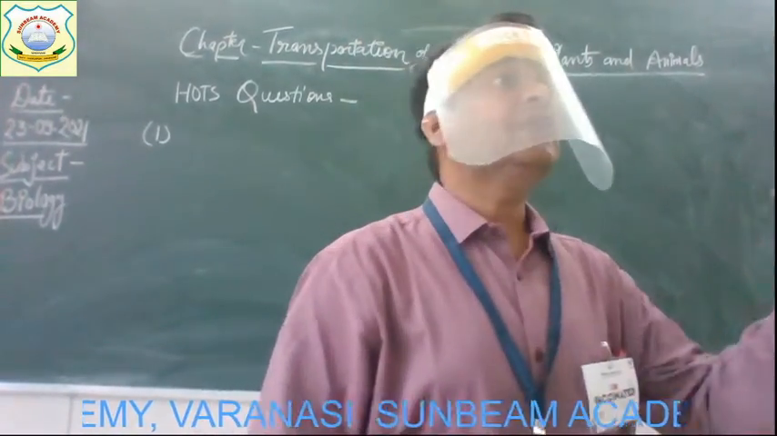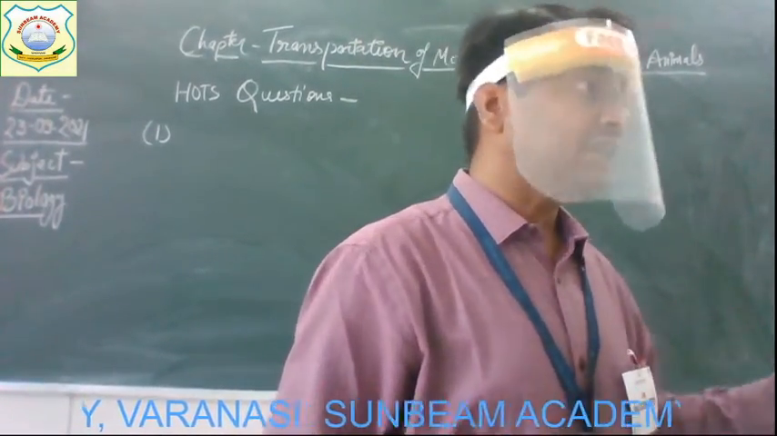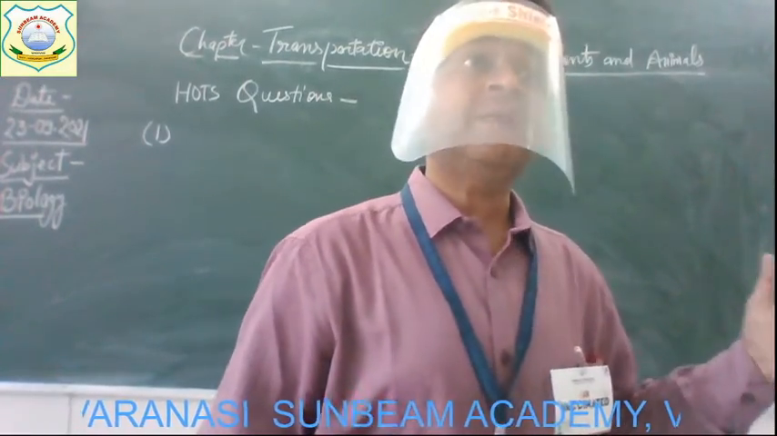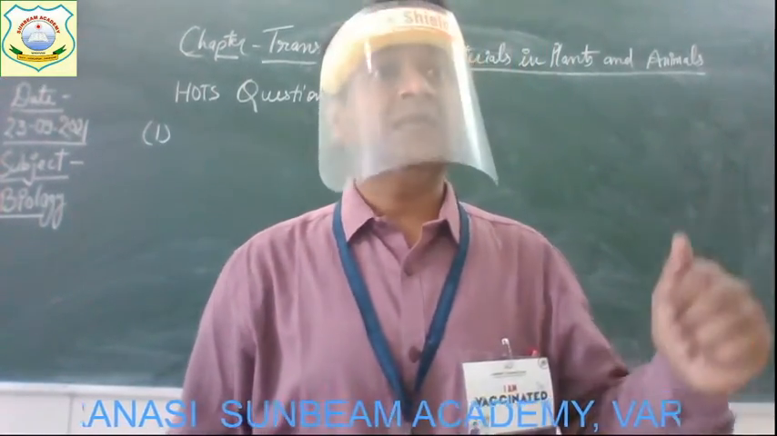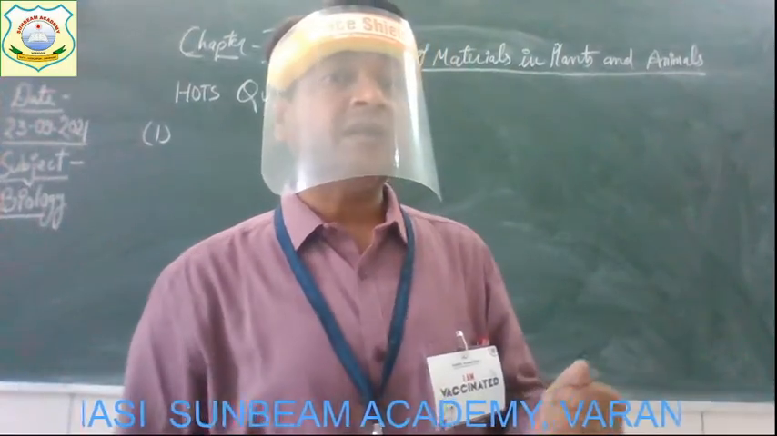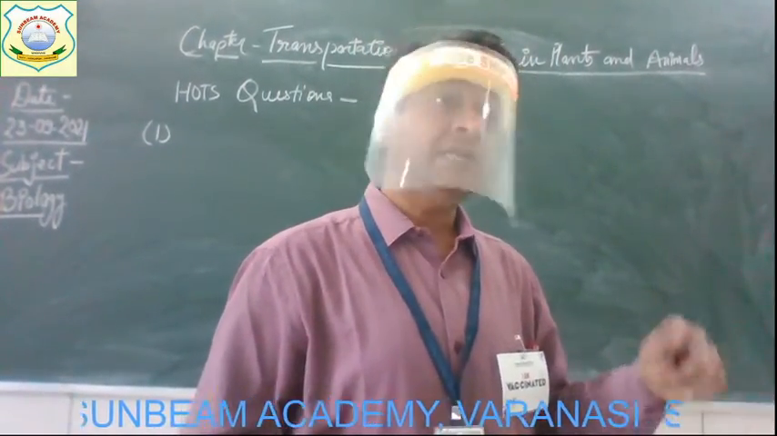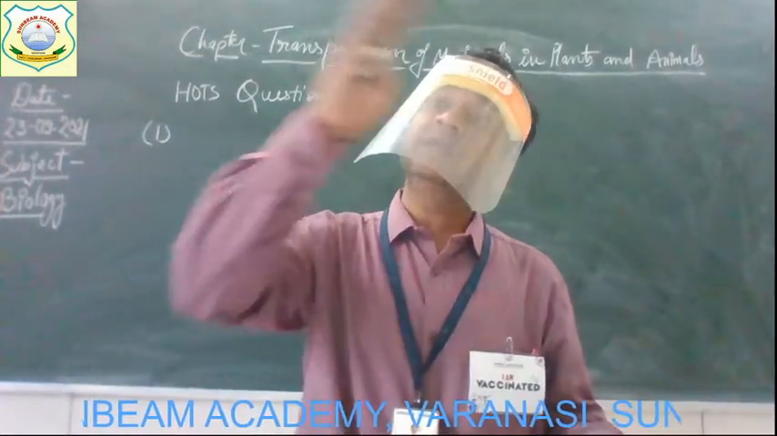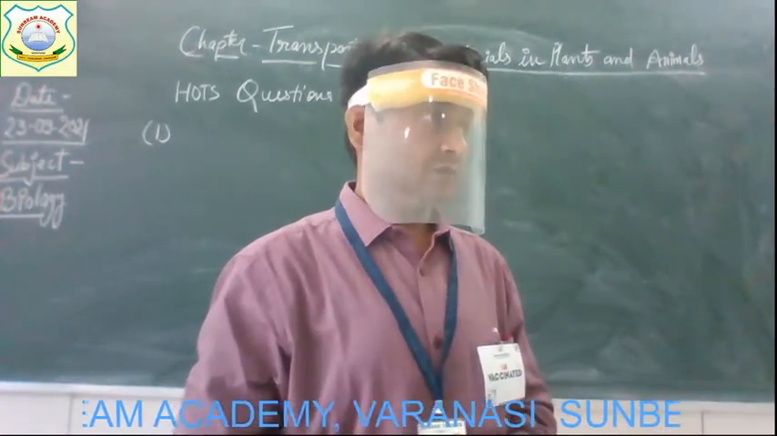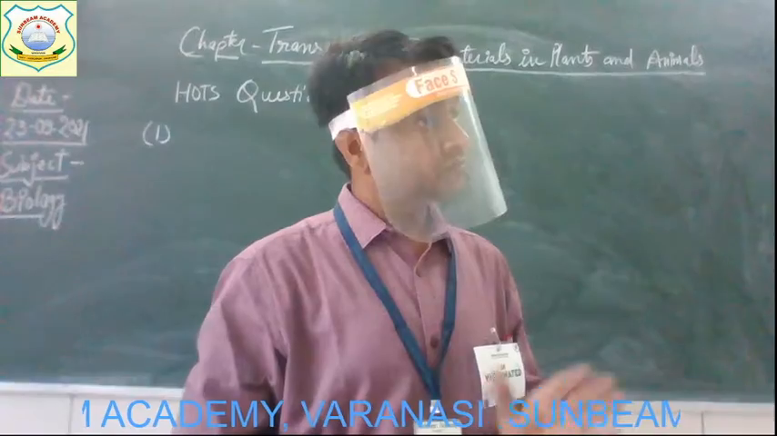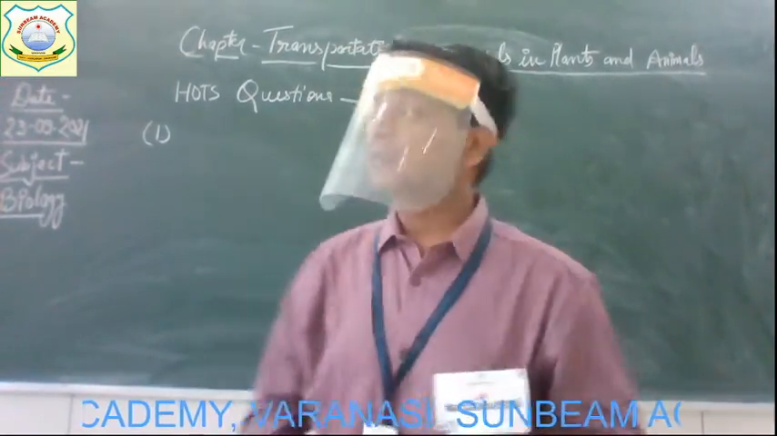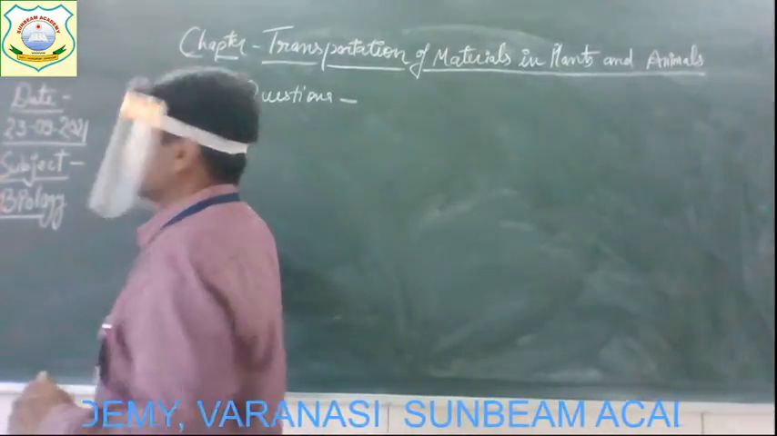If we compare the number of different cells of the blood, whose number is maximum? Red blood cells. And you know very well the red blood cells contain hemoglobin pigment, which is red in color. That is why the overall blood looks red. Okay, understood the answer? Now come to the next question, number 2.